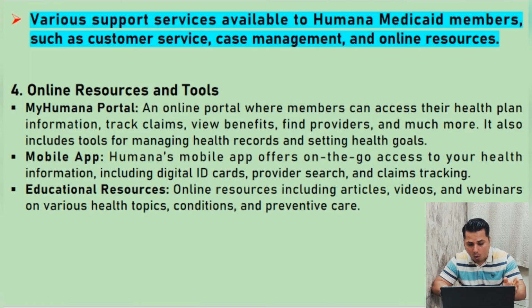Number 4, online resources and tools. My Humana portal, an online portal where members can access their health plan's information, track claims, view benefits, find providers, and much more. It also includes tools for managing health records and setting health goals. Mobile app. Humana's mobile app offers on-the-go access to your health information, including digital ID cards, provider search, and claims tracking, guys.